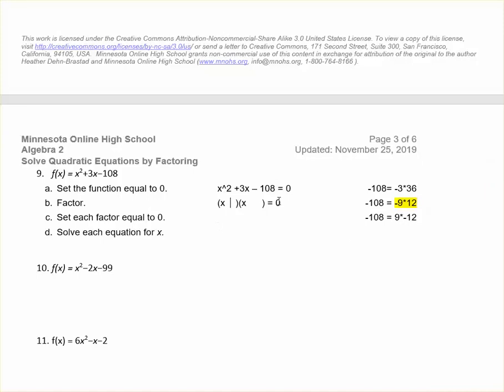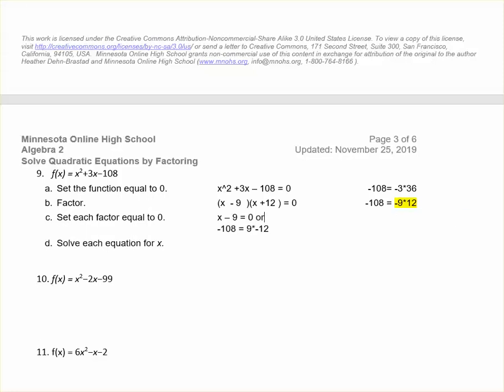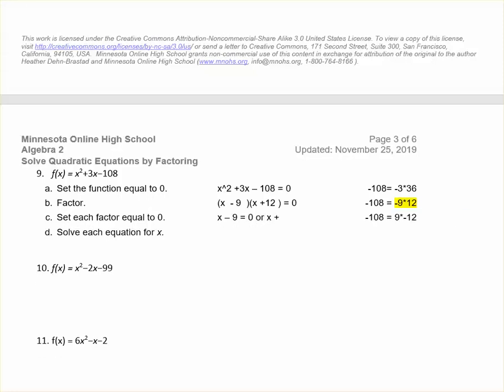So now I'm ready to put in the rest of my parentheses. This would be a plus 12. Okay, now we're ready for C. Set each factor equal to 0. So that means x minus 9 equals 0, or x plus 12 equals 0. And then we have to solve each of those equations for x.